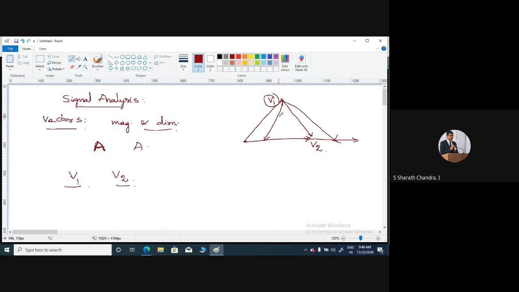Why do we need to do this? In each representation, v1 is represented in terms of v2 plus another vector, which we call an error vector. These are called error vectors. You can represent your v1 in terms of v2 by using these error vectors. These are different error vectors that are possible whenever you try to draw this vector from v1 to v2.